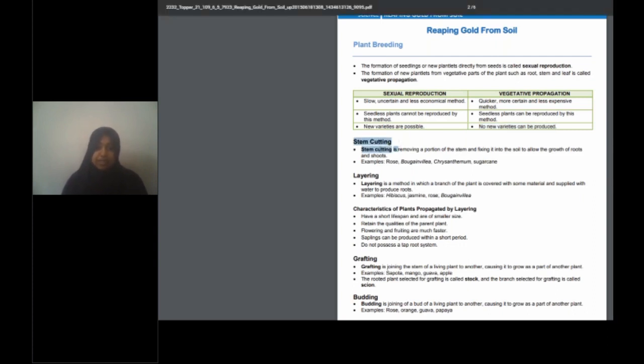Now, stem cutting. Stem cutting is removing a portion of the stem and fixing it into the soil to allow the growth of roots and shoots. Examples are rose, bougainvillea, chrysanthemum, and sugarcane. You only need to learn 2 examples of this. Layering. Layering is a method in which a branch of a plant is covered with some material and supplied with water to produce roots. Examples: hibiscus, jasmine, rose, and bougainvillea.